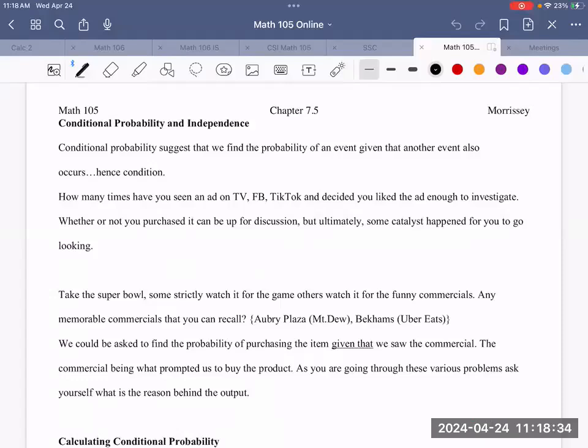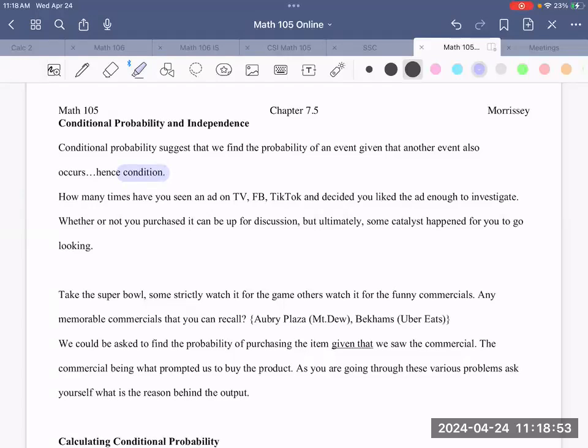Welcome to Math 105, Chapter 7.5, Conditional Probability and Independence. So conditional probability suggests that we find the probability of a given event given that another event has also occurred. Hence, there is now some sort of condition that needs to be met.